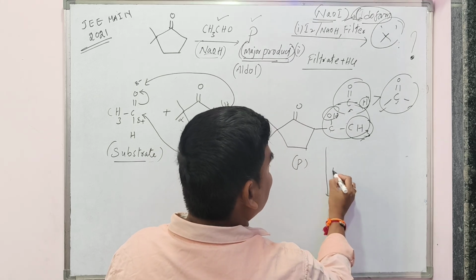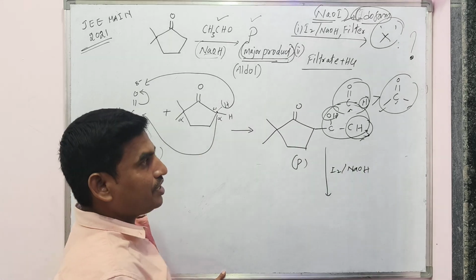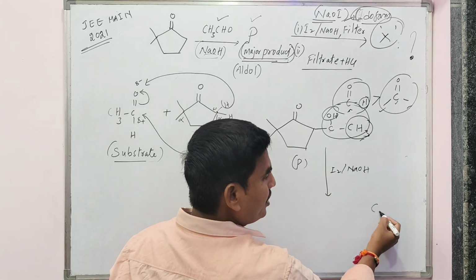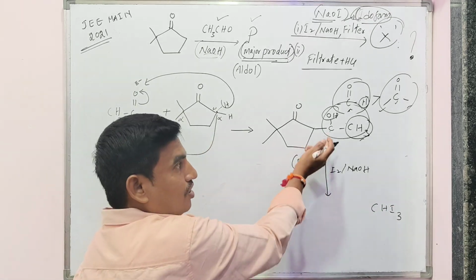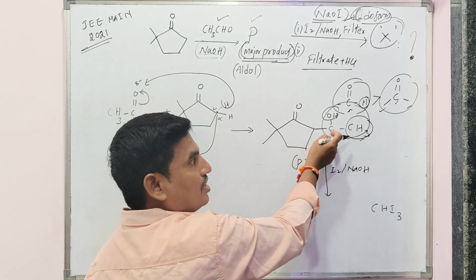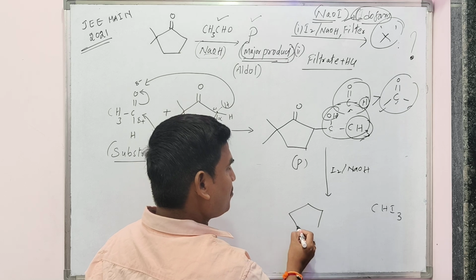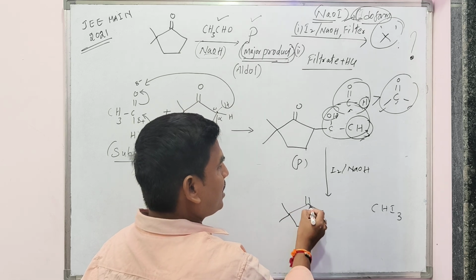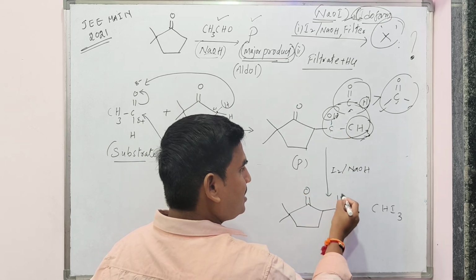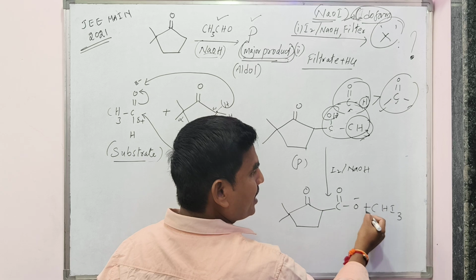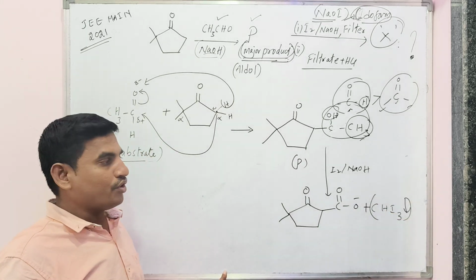You can use iodine and sodium hydroxide here. So the methyl group is converted into iodoform, which means CHI3. The other carbon, the secondary alcohol carbon, is converted into an acid or carboxylate ion, C double bond O, O minus. And yellow-colored iodoform is produced.